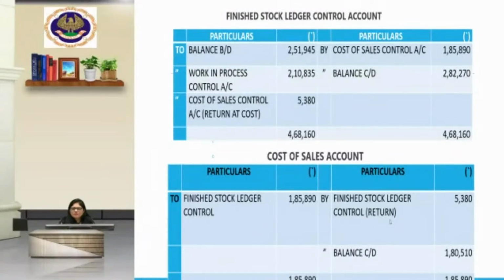So this was the finished stock ledger. If cost of sales has returned the goods to finished goods, it was sales returns at cost. So the cost of sales account has returned the goods, which have gone back to finished goods. The balance CD of the cost of sales account can now be transferred to the costing profit or loss account. Clear?